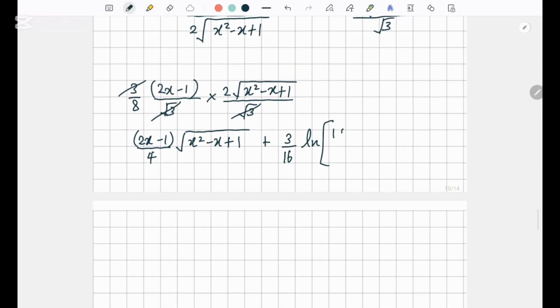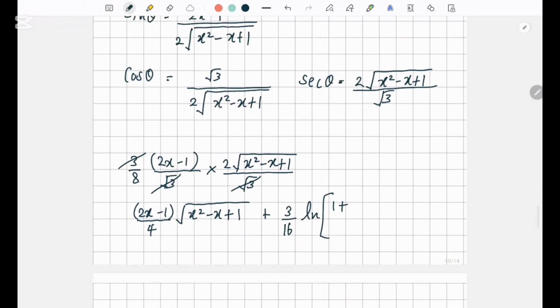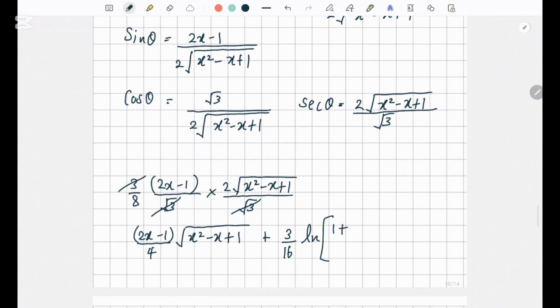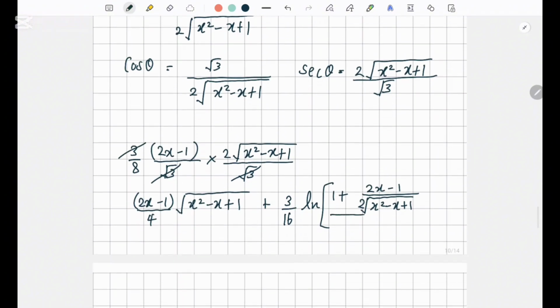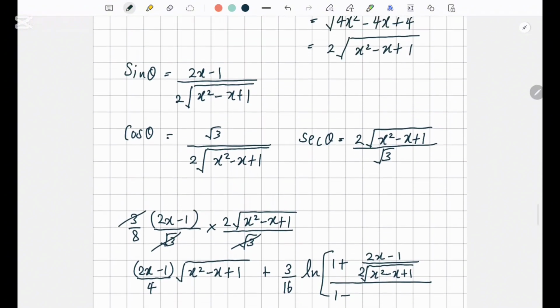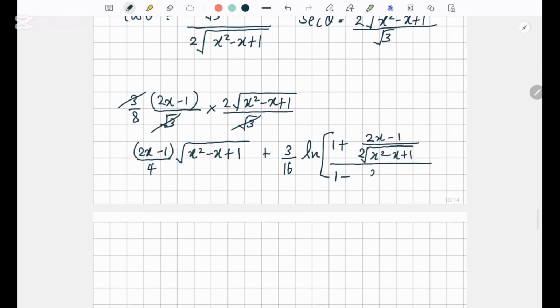Now let's put the other terms. 1 plus sine theta. So sine theta is going to be 2x minus 1 over root x squared minus x plus 1 with a 2 over there, over 1 minus sine theta. So 2x minus 1 over 2 root x squared minus x plus 1. Now we can do something over here. We can take the common denominators for the numerator and denominator.